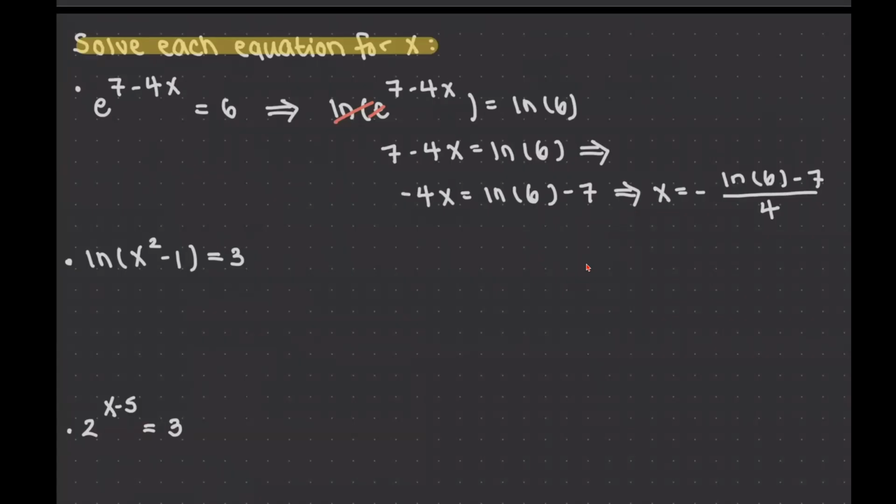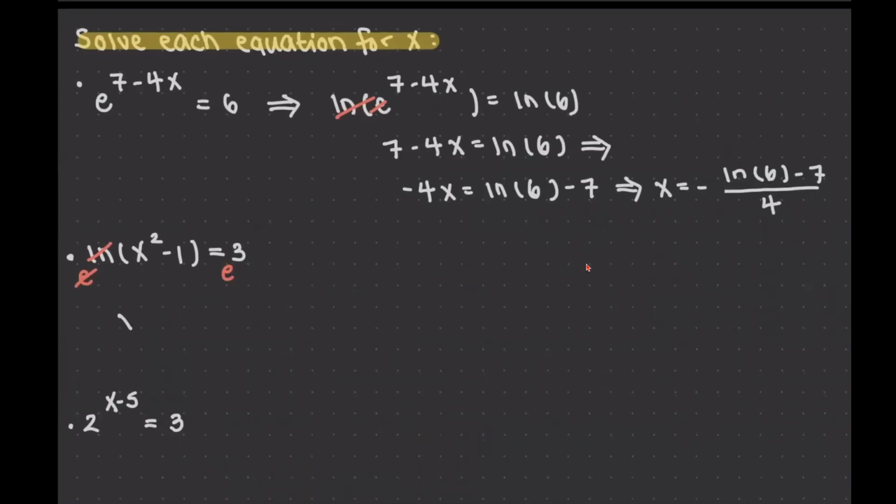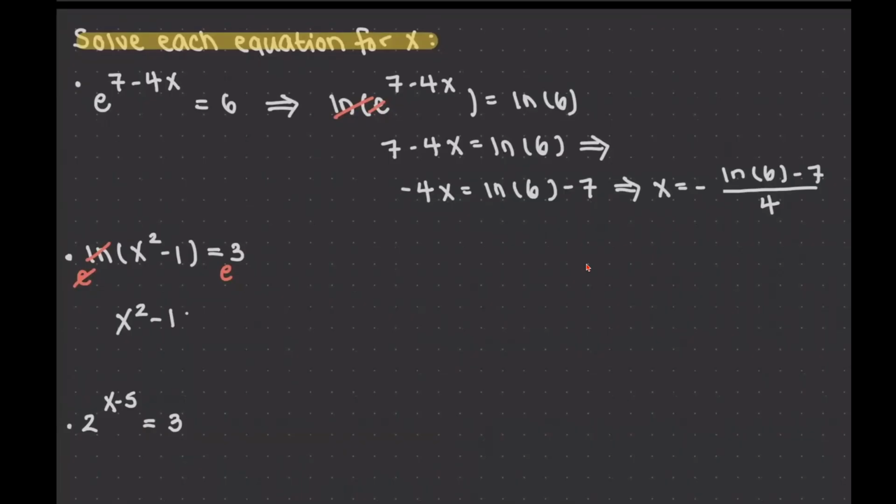So we have ln of x squared minus 1 equals 3. What I'll do here is raise both sides to the power, I'm going to do e to the power of both sides. So ln and e cancel, and I have x squared minus 1 equals e cubed. Then x squared equals e cubed plus 1. So then x equals plus or minus the root of e cubed plus 1. And this looks good to me.